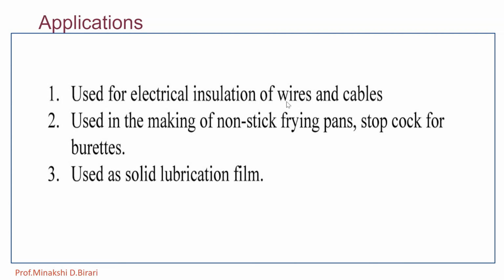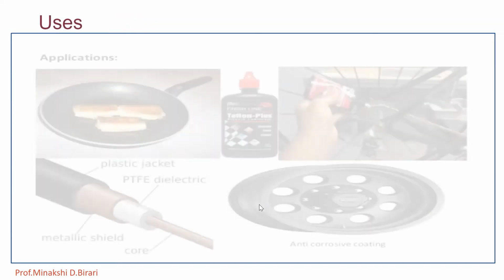It is used in the making of non-stick frying pans and stopcocks for burettes. It is used as a solid lubrication film. It is used as electrical insulation, used for coating of raincoats, and it is used as a non-stick surface to prevent adhesion of glues, doughs and confectionery mixtures. Then thin Fluon sleeves are used to prevent the locking of stoppers and joints in chemical apparatus. So these are the applications of Teflon.